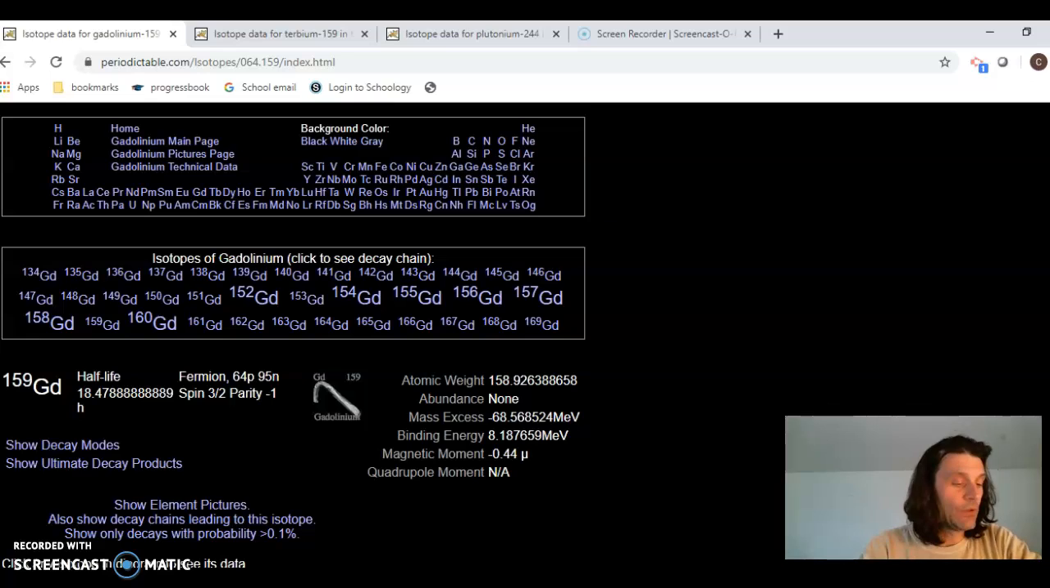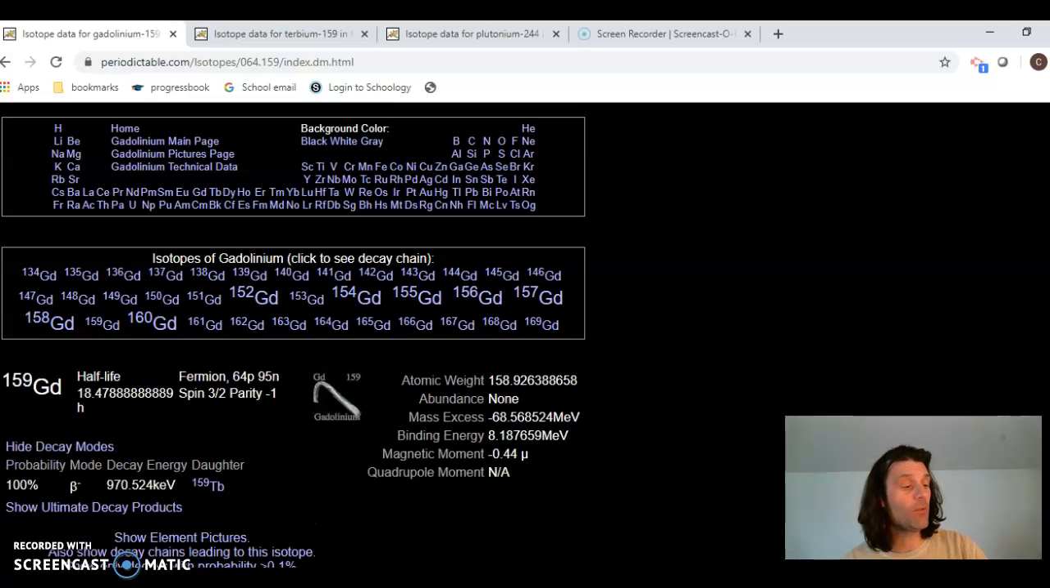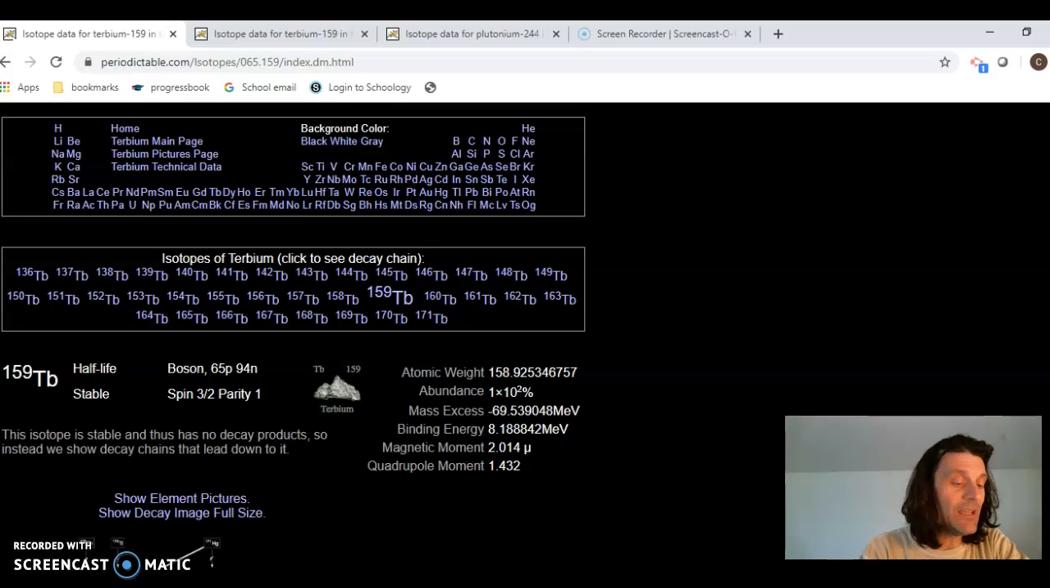So, if you look to the left, you see 159 Gd. Its half-life is 18.4789 H, where H means hours. So 18.5 hours is the half-life of this particular element. Down here it says show decay modes. Well, the mode at which it decays, 100% of the stuff, it's going to break by beta decay. All right? It gives off that much energy, 972.8, and its daughter is 159 Tb. That should make sense.